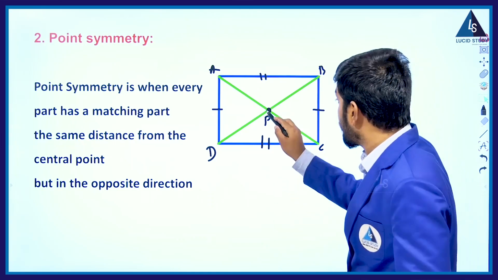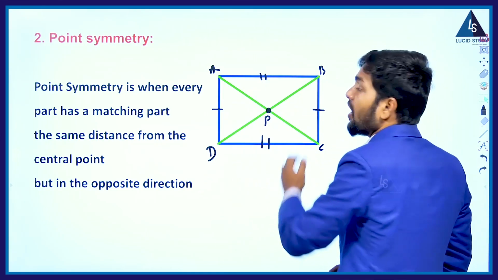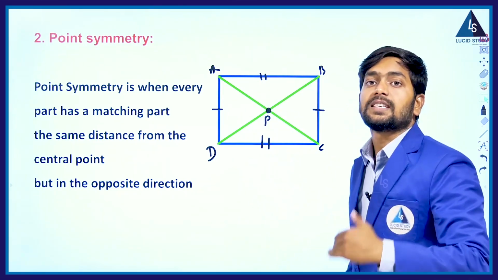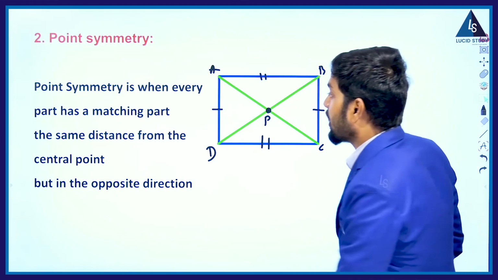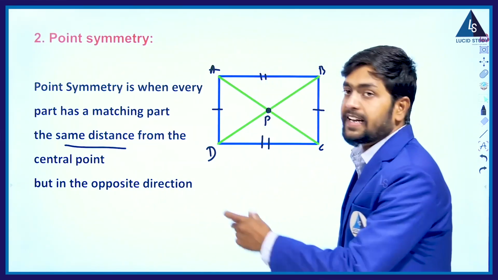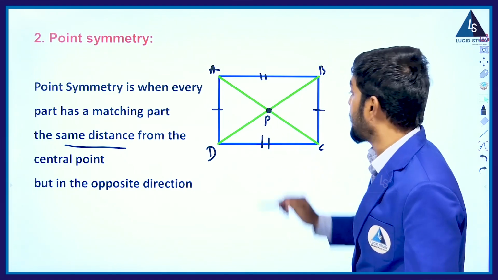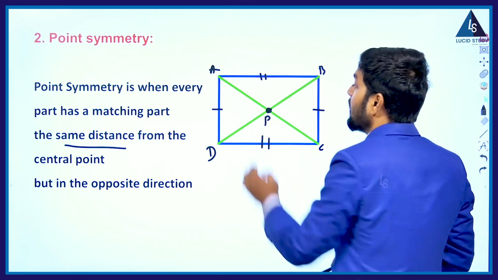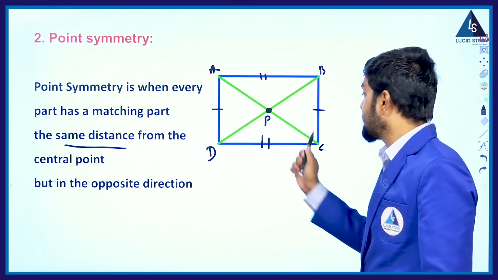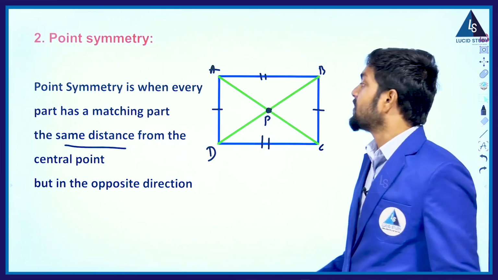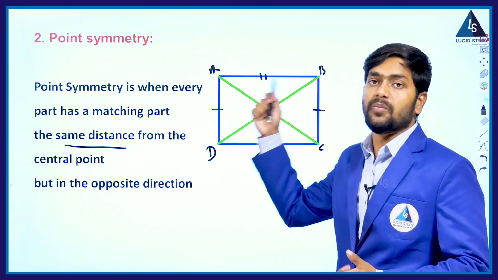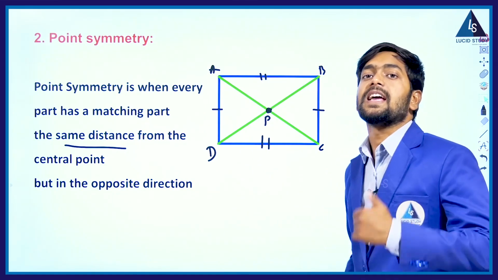From this point, these points are at the same length, the same distance from the central point. Here the central point is P. So the distance of AP is equal to the distance of PC, and the distance of PD is also equal to the distance of PB. So we can say this is a point symmetry.